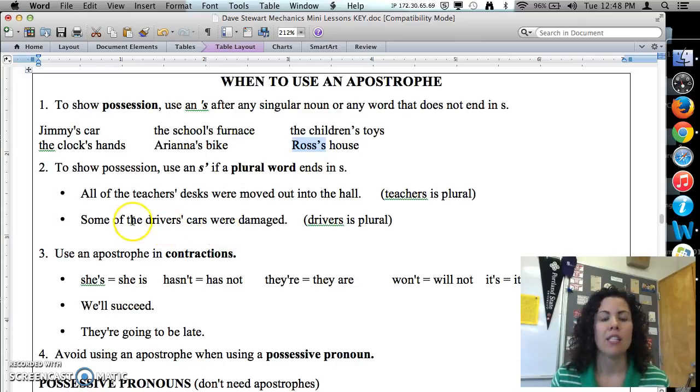Here we have some of the drivers' cars were damaged. All the cars belong to all those drivers. Same type of idea there.